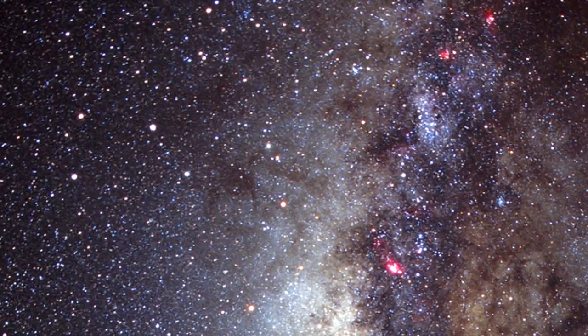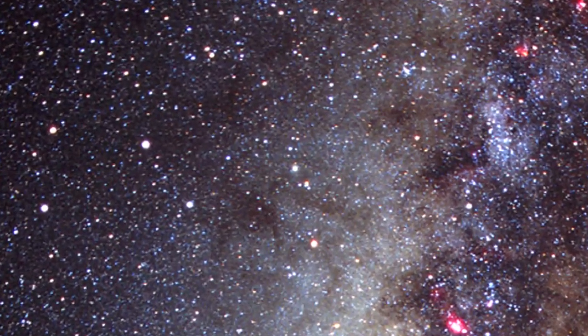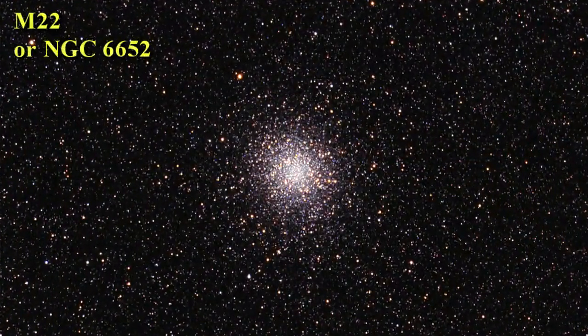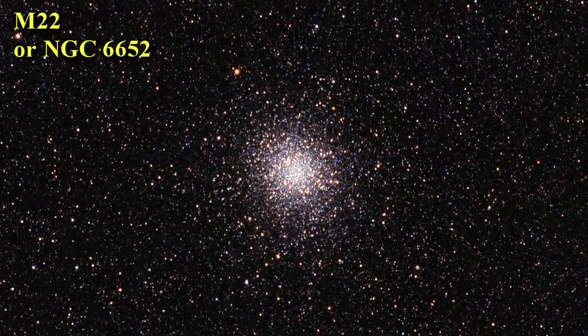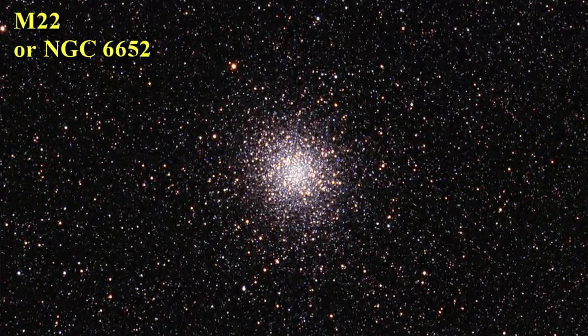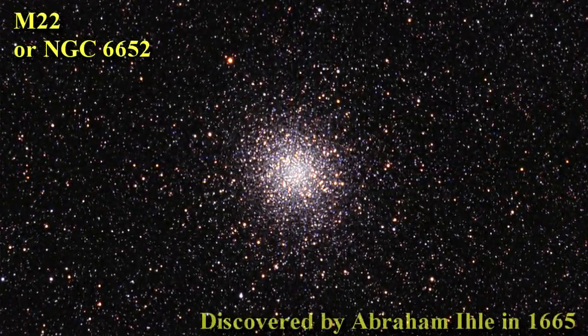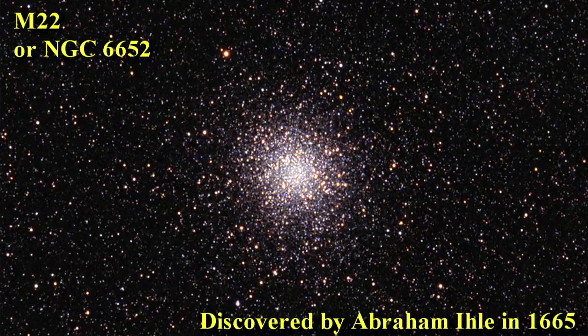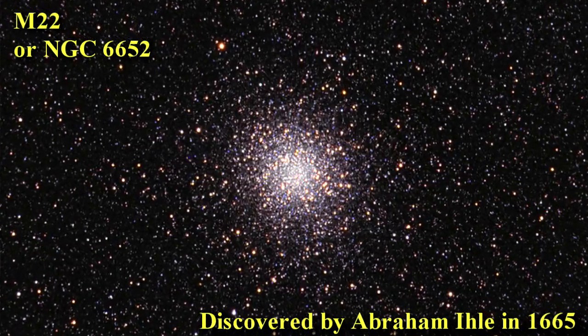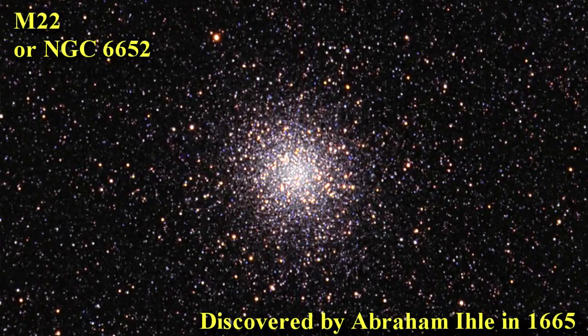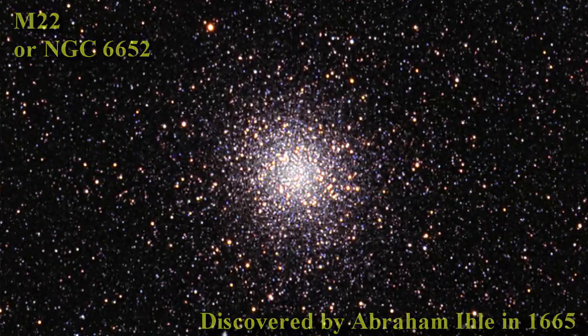Historically, the first globular clusters were discovered in our galaxy, the Milky Way galaxy. The first globular cluster, M22, in the constellation of Sagittarius, was discovered as early as in the 17th century. The discovery was apparently first made by the German amateur astronomer Abraham Ihle in 1665, while he was observing Saturn in Sagittarius. It was described as a composite nebula.